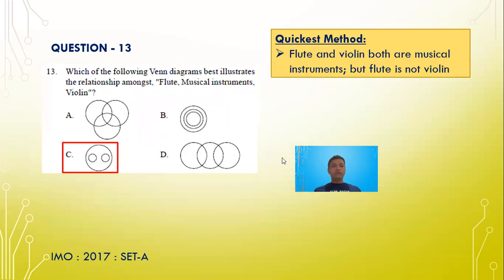Which of the following Venn diagrams best illustrates the relationship amongst flute, musical instruments, and violin? Easy question. So solve such questions first, because flute and violin both are musical instruments. So musical instruments is the bigger circle. Flute and violin both are musical instruments, but flute is not the same as violin. Flute and violin are disjoint, isn't it? But both are musical instruments.